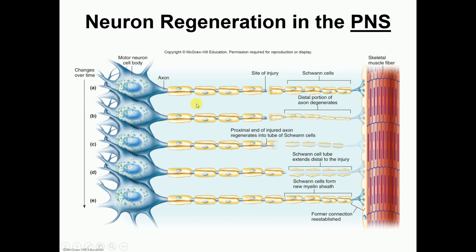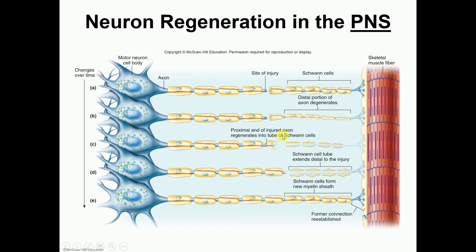Anything proximal to that injury is still getting oxygen and nutrients from the cell body. So this part of the axon survives while this part dies off. Okay, so we are going to lose the distal portion of the axon. And notice that I said the axon, not the Schwann cells. These Schwann cells receive their nutrients from a different source, so their survival is not dependent on the cell body. But we will definitely lose the axon. We will lose these connections between the axon and that skeletal muscle.